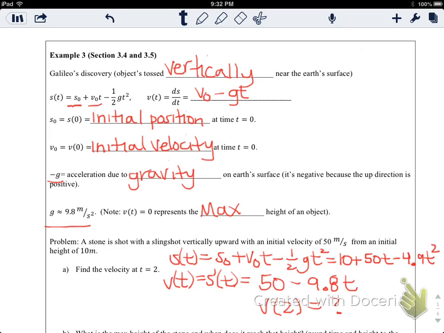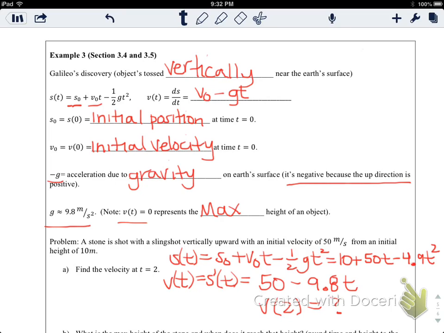Now, that is denoted by 9.8 meters per second squared, and it's negative on the Earth's surface because the up direction is positive, because gravity pushes us down. So gravity is pushing us down. That's represented as negative. But if we throw something up in the air, then we're fighting against gravity. So that's going to be positive.